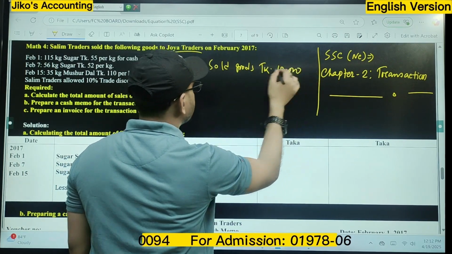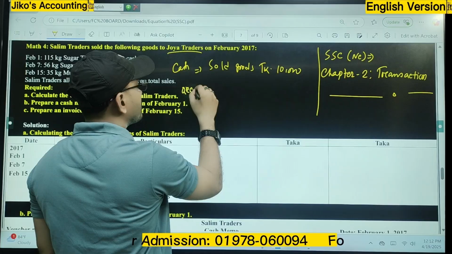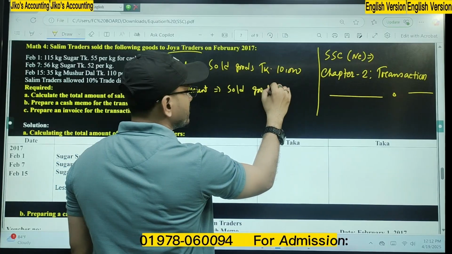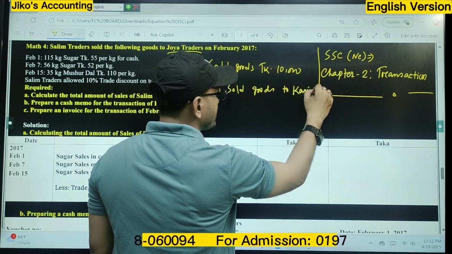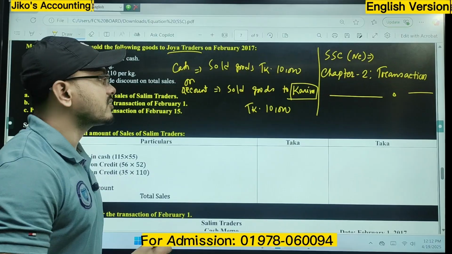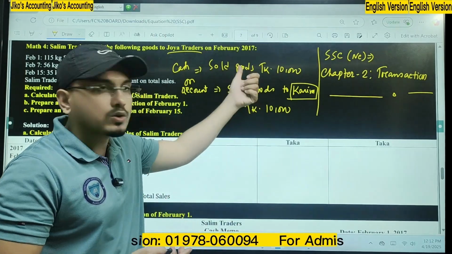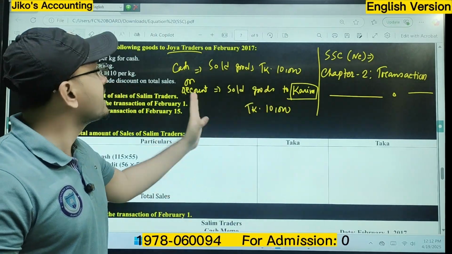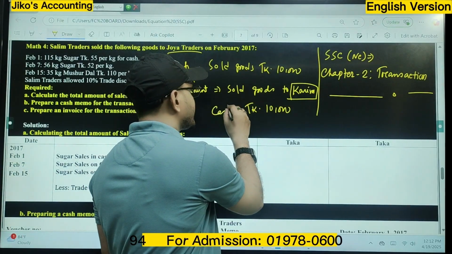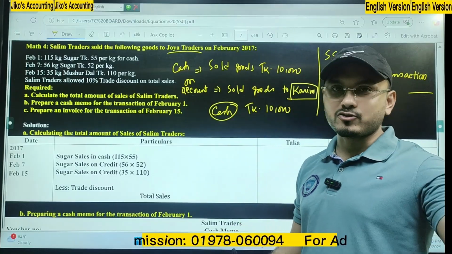Taka 10,000, that indicates it's a cash transaction. Instead, if I say on account, how do you identify an on account transaction? Sold goods to Korim Taka 10,000. Here, what is mentioned? Korim. Sold goods to Korim. But there isn't mentioned any cash or normal sold goods. That means it's an on account transaction. Instead of this, if the transaction is written like sold goods to Korim cash Taka 10,000, only then it would be a cash transaction. Otherwise, it should always be recognized as an on account transaction.